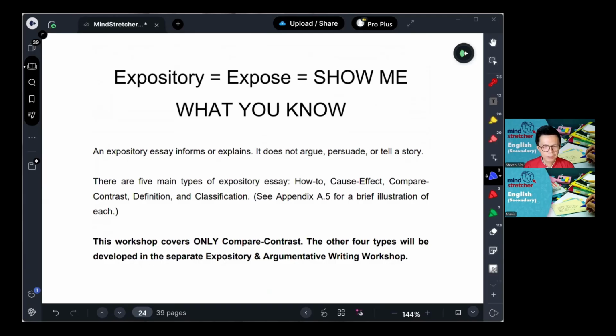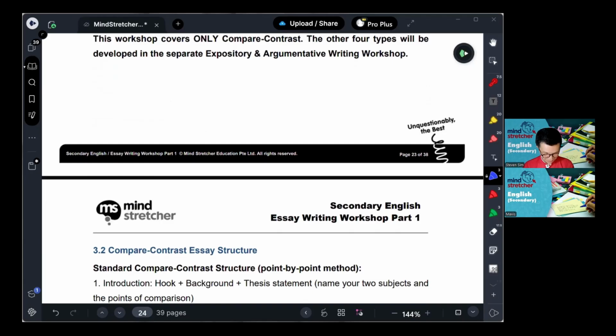So show me what you know. There are 5 main types of expository essays. How to do this, the cause and effect, the compare and contrast, the definition, and the classification. But we'll just deal with compare and contrast for tonight.